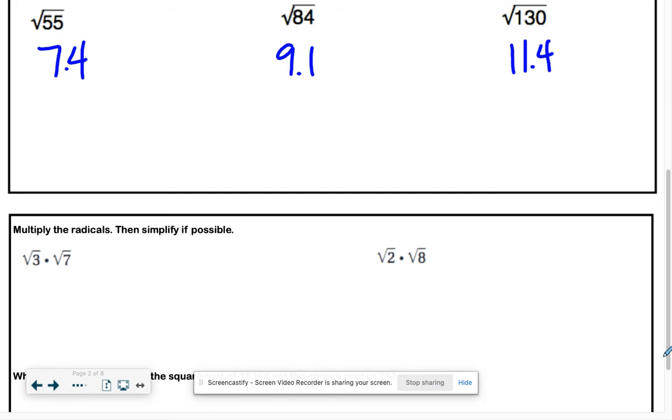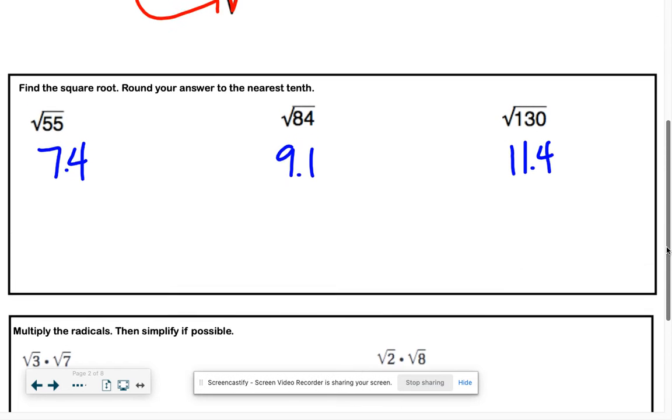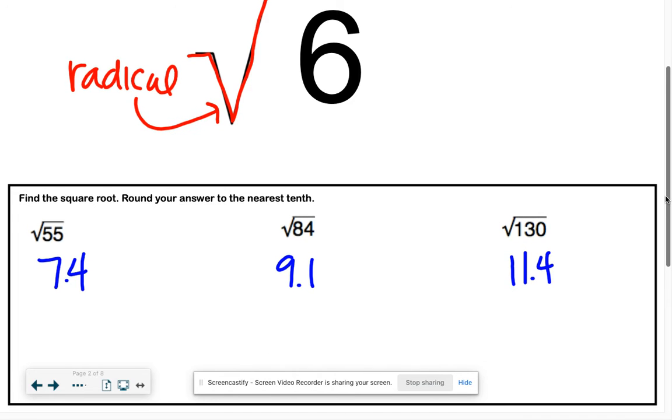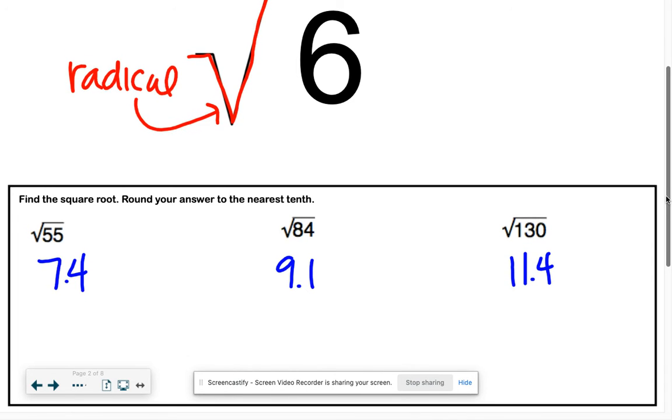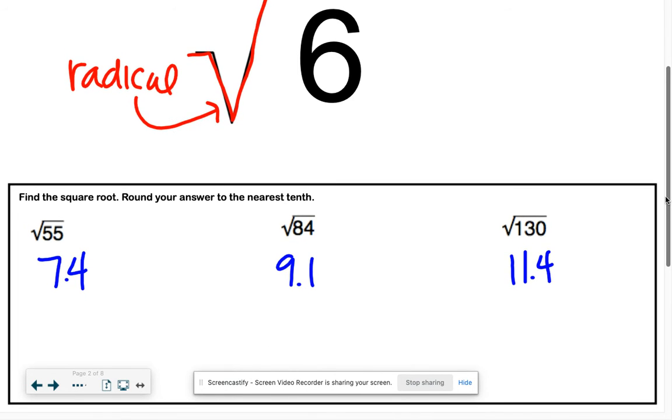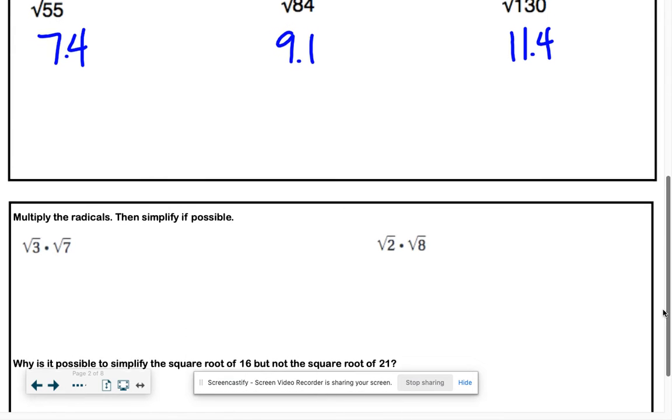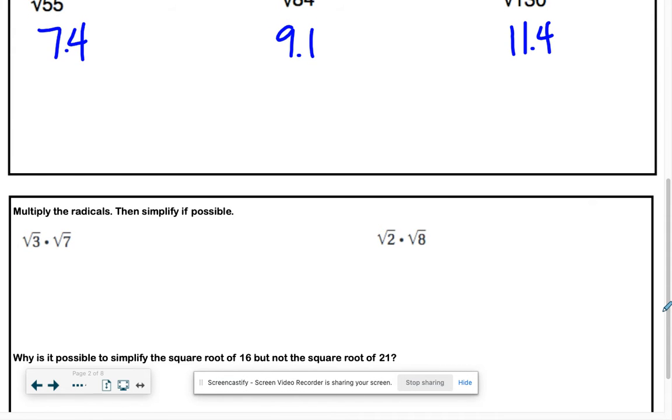Wait, what was the first thing again? The first thing on the very top. Right there. Oh, so that's called a radical symbol. I forgot the name. That's okay. Okay. So you might have done this before and you might not have, but it's pretty easy.